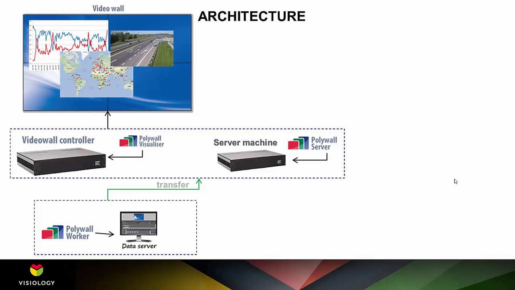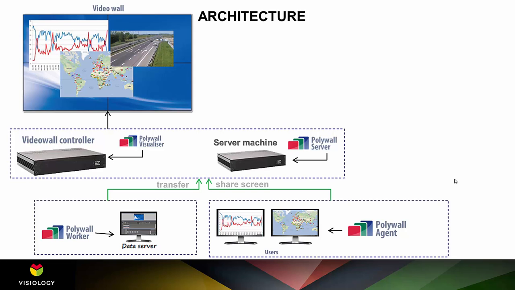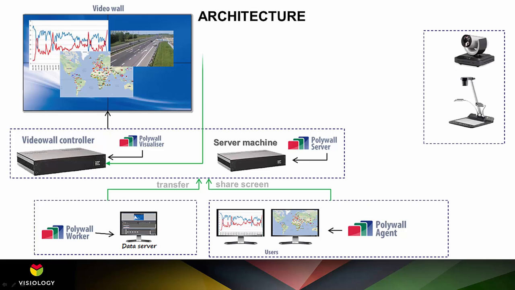On the chart, we can see two personal computers. Polywall agent allows to show not only the real-time desktops of these two machines on the video wall, but also manage those PCs. Just install Polywall agent application on a Windows computer and share your screen. Thus, it is possible to display any type of information on the video wall using Polywall tools. We can also connect a variety of hardware sources to the visualizer and show them on the video wall.